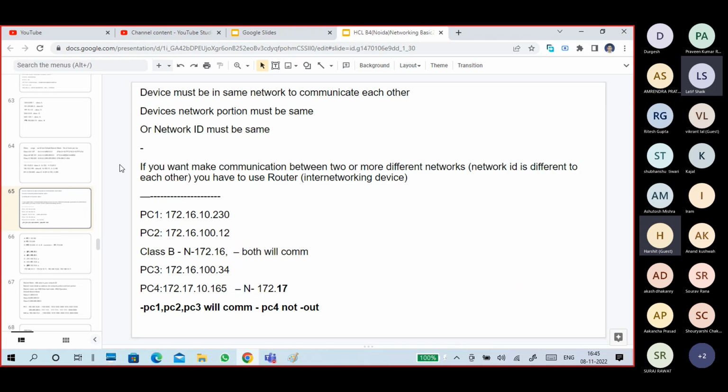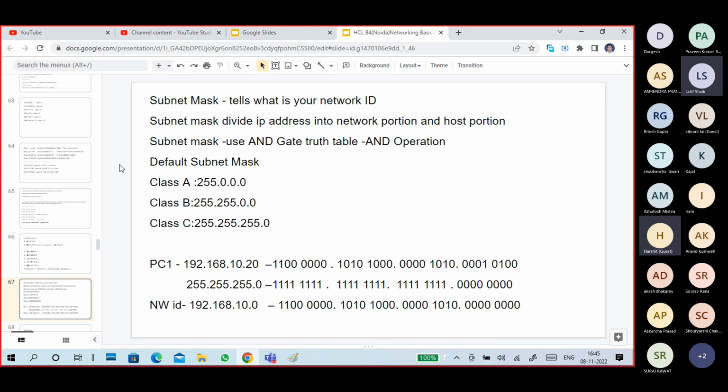Okay, so here it is. Again, I have written: both devices must have the same network ID or the same network portion. So both having the same network portion or network ID, they will communicate with each other, right? That's what I'm trying to say. They will communicate with each other in the same network. Each other means same network.